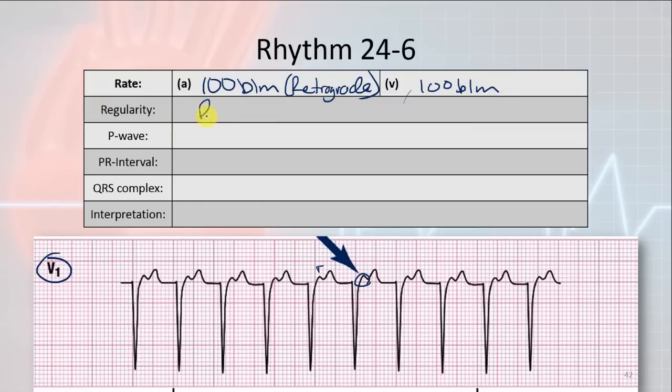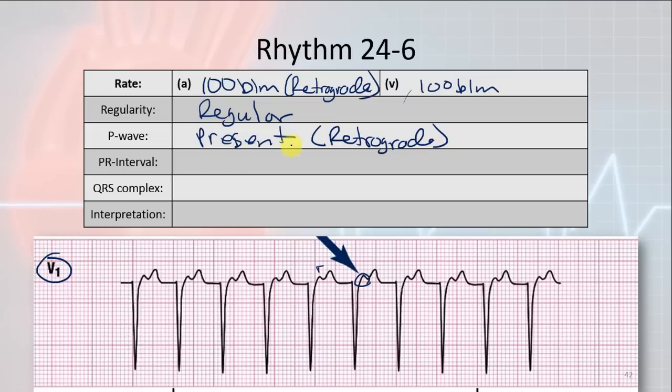The regularity is regular. P waves, we can put present if you choose to identify that pseudo R wave as a P wave. You can put present, but you can't just leave it present. You have to identify present, but it is retrograde. If I were teaching this class, I would probably accept absent, because it's really tough to tell with one lead if that's a P wave.